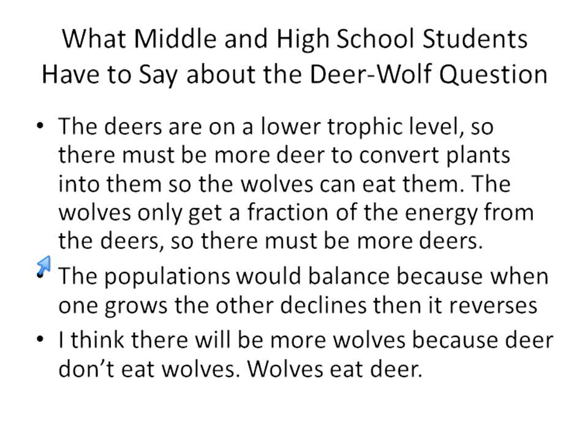I think that's a really good explanation by a student who's really reasoning about these populations, about the deer being a population at a lower trophic level and the wolves being a population at a higher trophic level, and about the energy moving from one population to the other. At the bottom here are two much more common types of answers. The middle answer, the populations would balance because one grows, the other declines, and then it reverses, kind of like an interpretation of that graph. That, as predators go up, the prey go down, and vice versa.